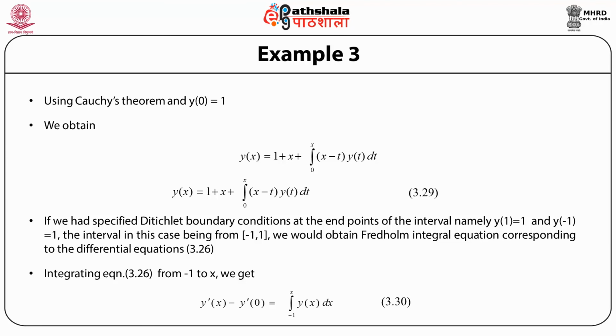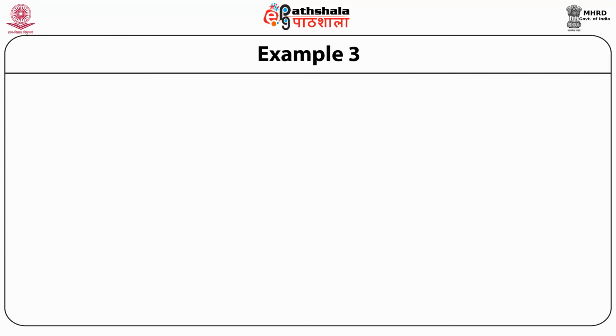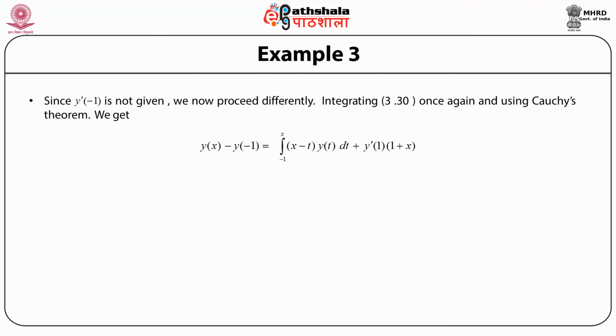So if we specify Dirichlet boundary conditions, then we would obtain a Fredholm integral equation. Now in this case, by integrating the differential equation d2y dx square minus yx equal to 0 from minus 1 to x, the first integration gives us y prime x minus y prime minus 1 is equal to the integral of yx dx from minus 1 to x. Since the derivative of the function at minus 1 is not given, we have to proceed differently.